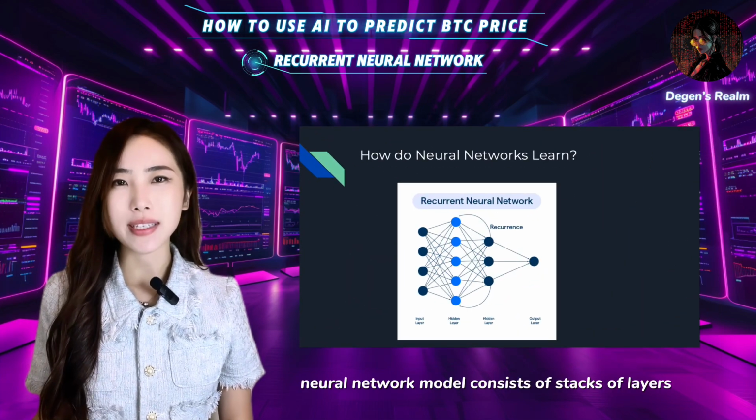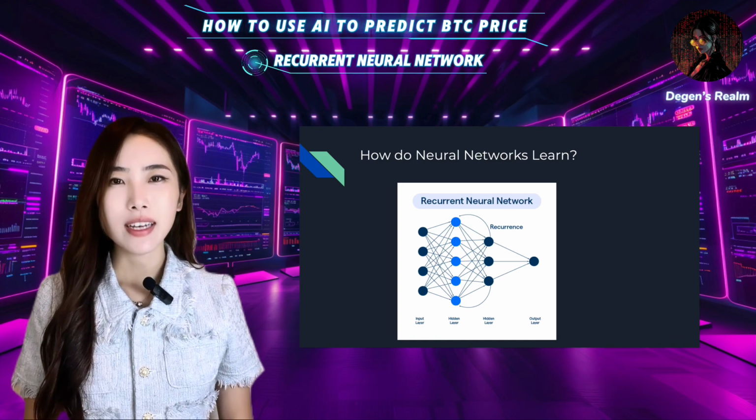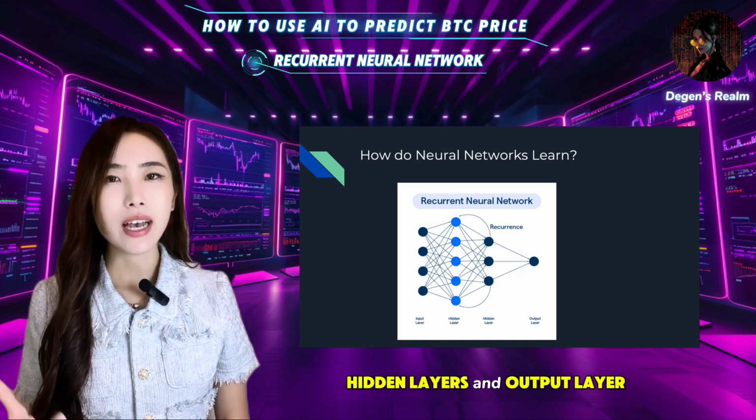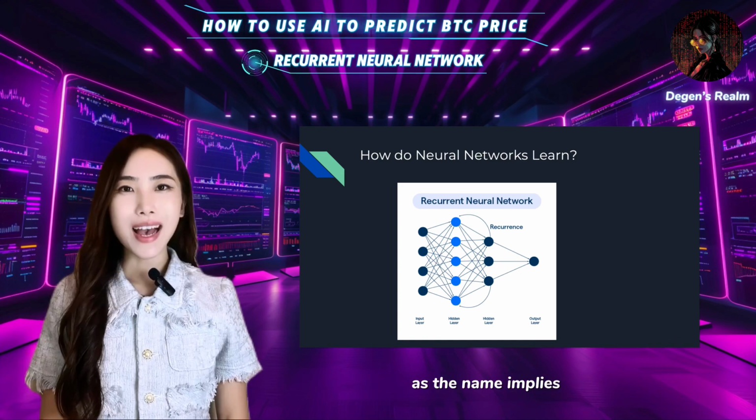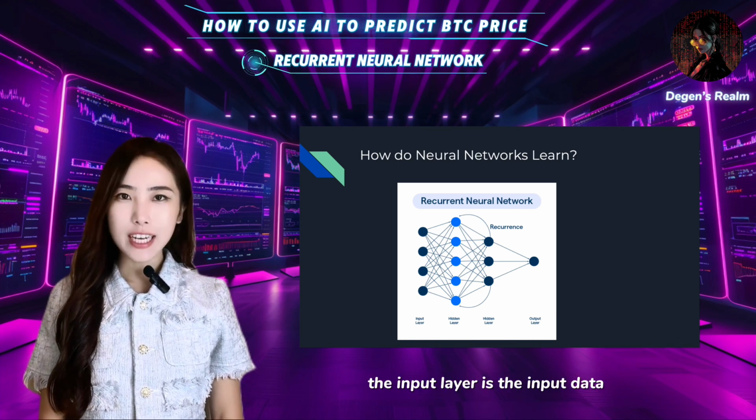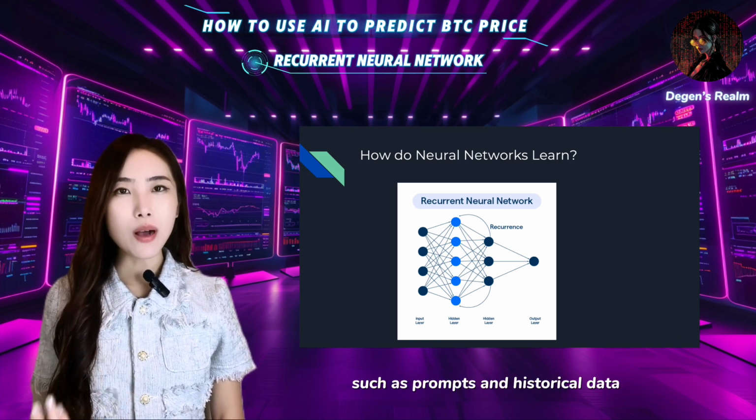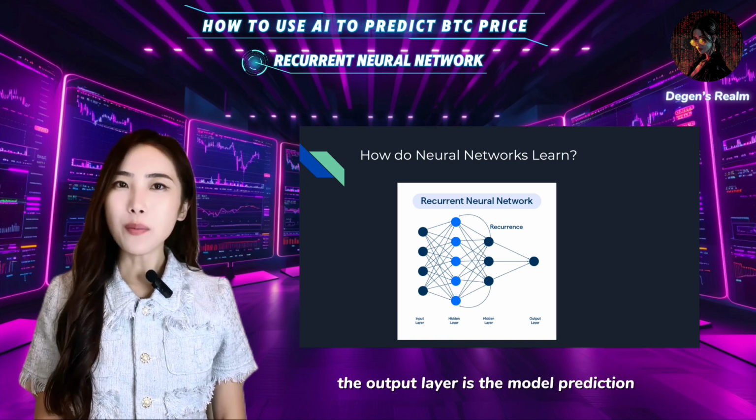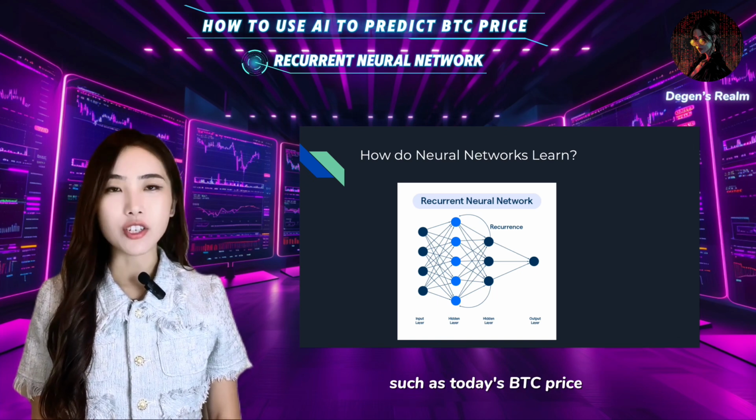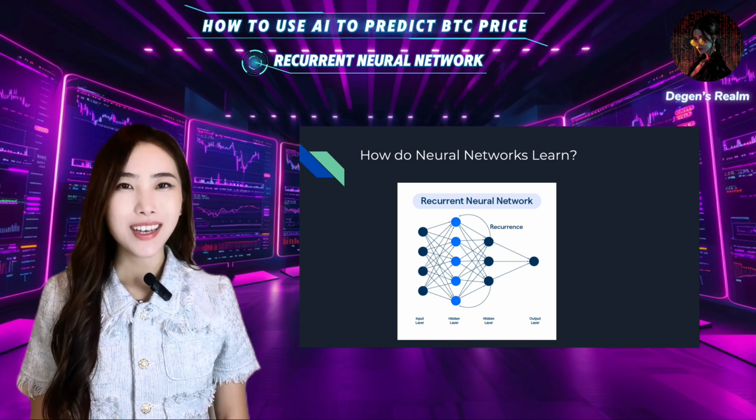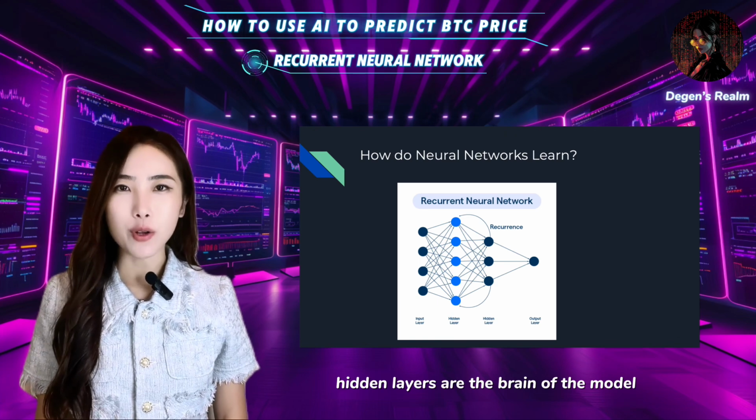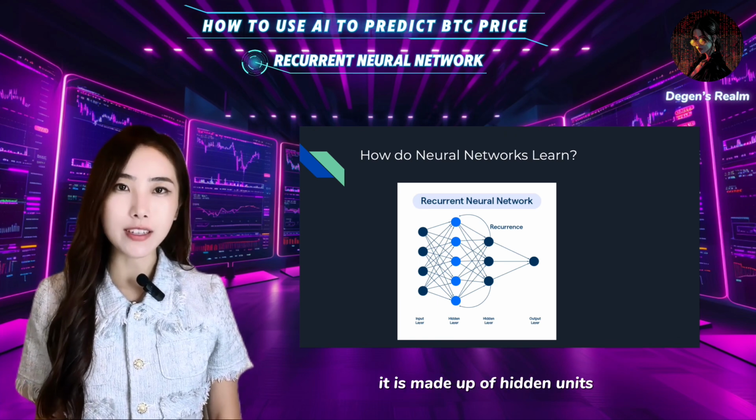A neural network model consists of stacks of layers, sequentially the input layer, hidden layers, and output layer. As the name implies, the input layer is the input data, such as prompts and historical data. The output layer is the model prediction, such as today's Bitcoin price. Hidden layers are the brain of the model. They are made up of hidden units.